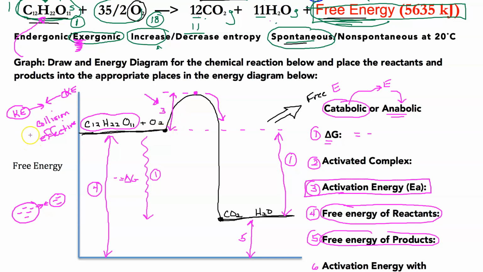Besides, to be an effective collision, you also have to collide with a proper orientation. There are two points. The first part of being an effective collision is that you have to have enough kinetic energy to overcome repulsive forces. That is E of A, the activation energy. And that's why every reaction requires an input of energy. Bombs explode because they have to have an input of energy. They don't explode by themselves. Every reaction needs an input of energy.